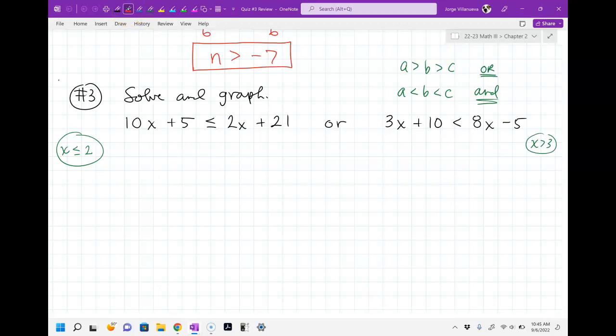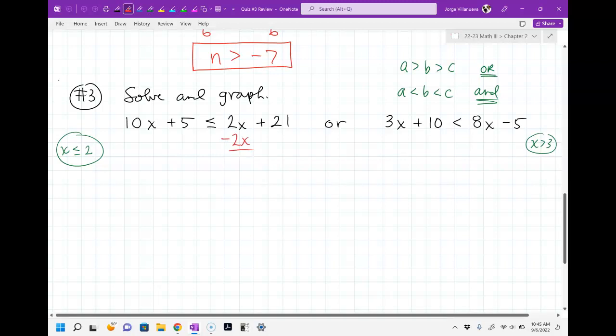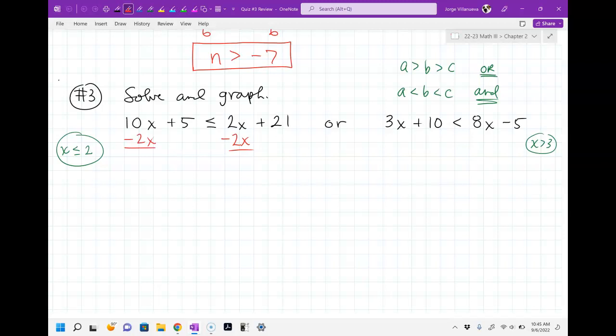So let's start off with the one on the left. We're going to have to combine our variables first. I see a 10x and a 2x. So let's move the 2x over by subtracting, okay? So I'm going to subtract both sides. And that's going to give me an 8x. Now remember, you don't have to move the variables first. You can move the numbers first. It's okay. I prefer dealing with variables first and then numbers later. But it's your own preference. Some people want to move the 5 and the 21 together first and then do the letter second. You're still going to get the same answer, so don't worry.